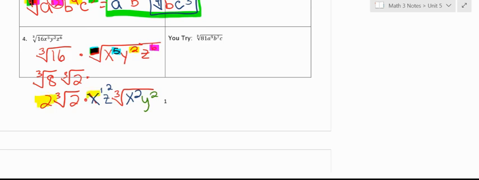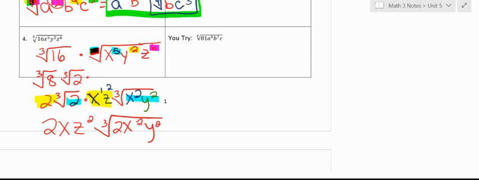We're now going to go ahead and put this together. So whatever's outside the radical gets multiplied. So we're going to have 2xz squared. And then the cube root of, and then what's inside is going to go together too. So we're going to do 2x squared y squared. And that would be it.